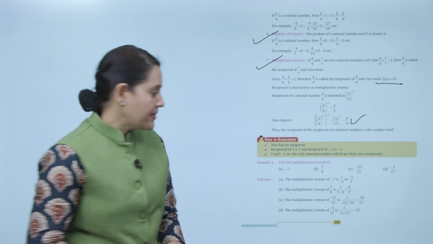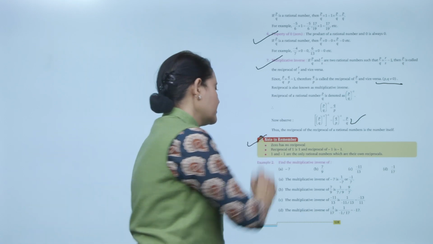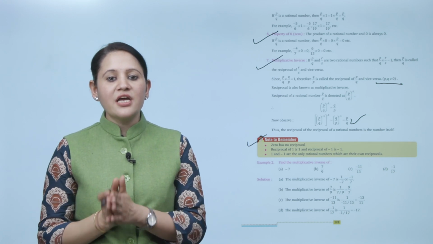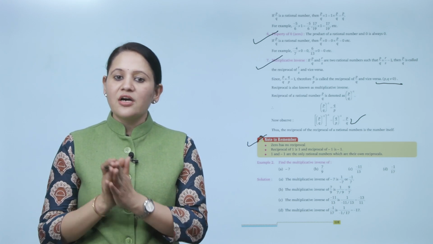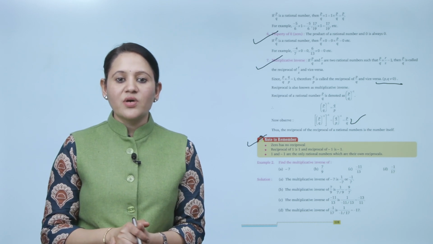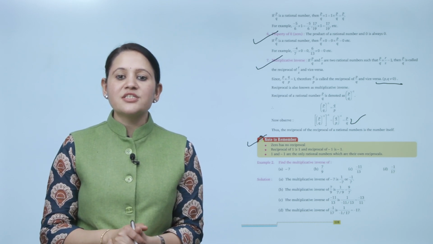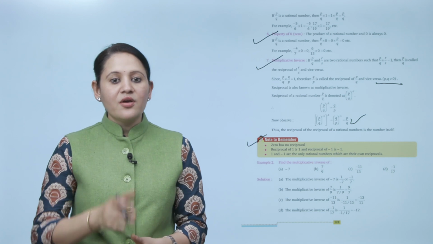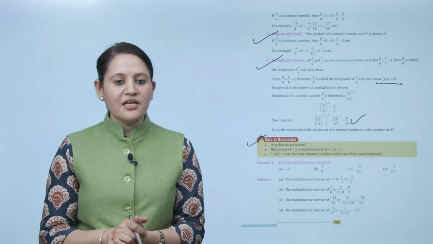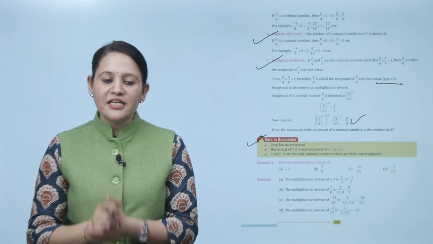Next is note to remember. 0 has no reciprocal. Reciprocal of 1 is 1 and reciprocal of -1 is -1. 1 and -1 are the only rational numbers which are their own reciprocal. The reciprocal of 1 will be 1 and the reciprocal of -1 will be -1. Clear? Next, we'll take an example.